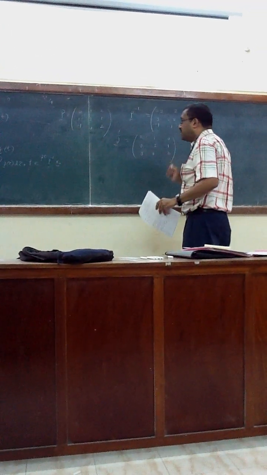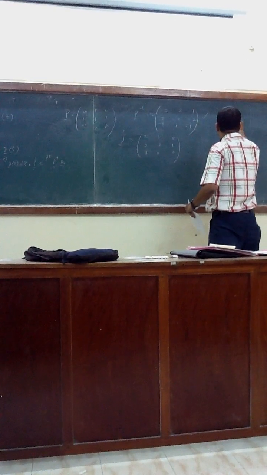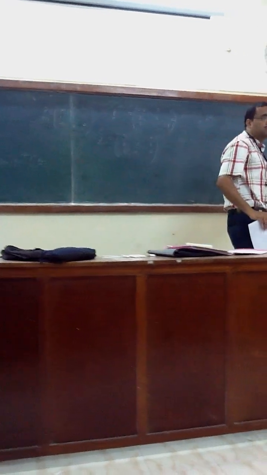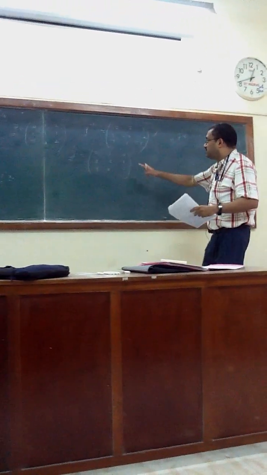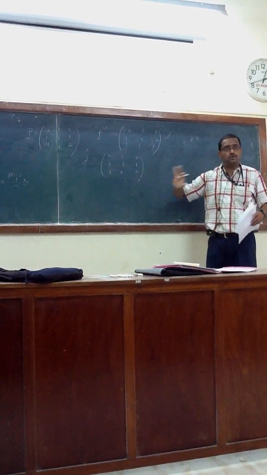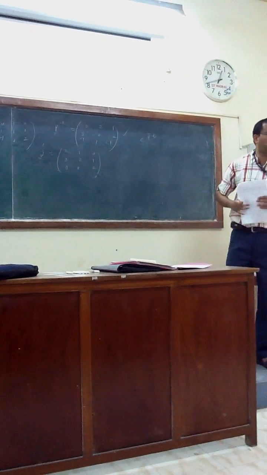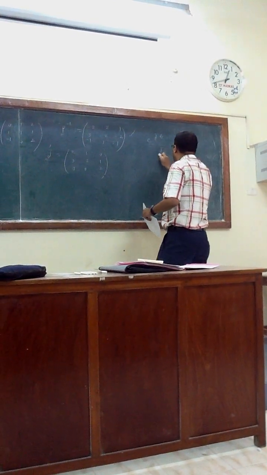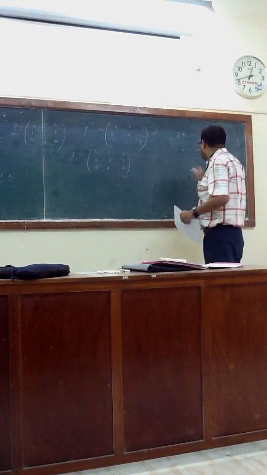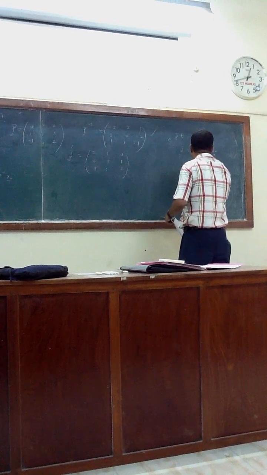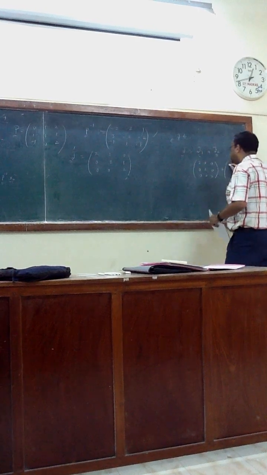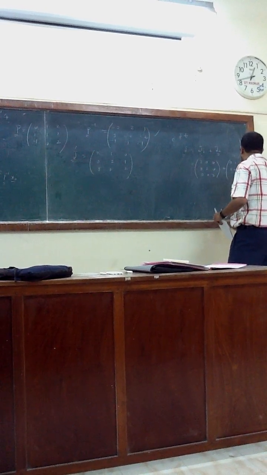Now, for e to the power Jt calculation, what will be the steps? Because we have the off-diagonal system. If these off-diagonal values are not there, we are okay. But the values are there. That means this matrix has to be decomposed. How to decompose this J matrix? J matrix can be decomposed into J1 matrix plus J2 matrix. J1 matrix is 2 0 0, 0 2 0, 0 0 2, plus this matrix, 0 1 0, 0 0 1, 0 0 0.